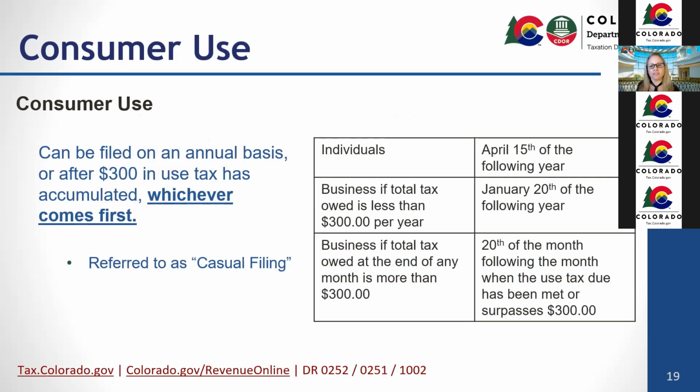If the cumulative tax due at the end of the month is in excess of $300, the business or legal entity must file a return by the 20th day of the following month. If the business has less than $300 of total consumer use tax over the course of the year, then the business must file an annual use tax return, and that is due on January 20th of the following year. So this is referred to as casual filing. So always remember, for businesses, this tax type, the 20th will be your best friend.